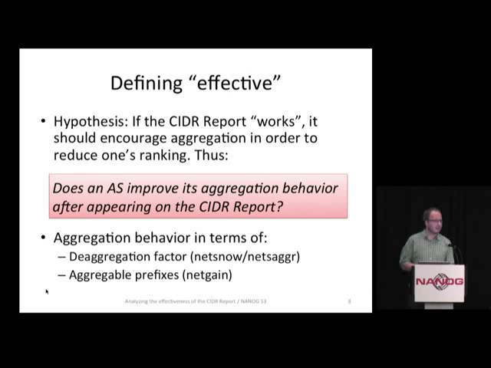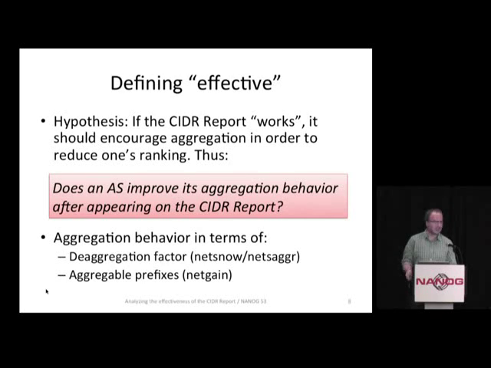So how do we define effective? How do we know that the CIDR report actually caused a behavior change? Our hypothesis is that if the CIDR report works, and if the social forces have an effect in causing people to wish to improve their behavior, then once they appear on the CIDR report, their aggregation behavior should improve. So it's pretty simple, but this is what we're going to look for in the remainder of this. So this, in the red box here, is: do you improve your behavior once you appear on the CIDR report?